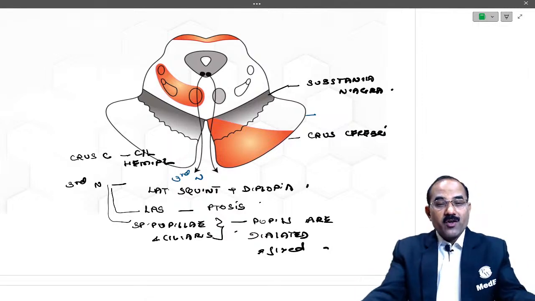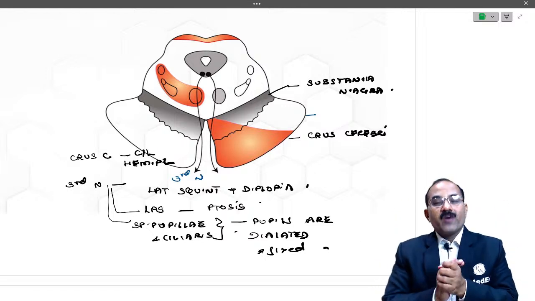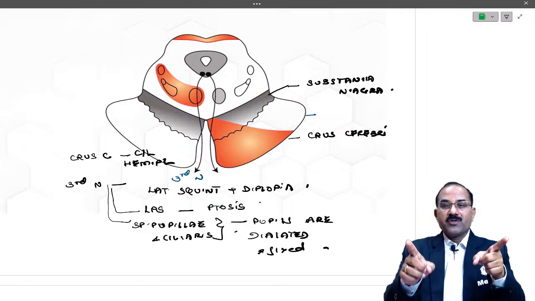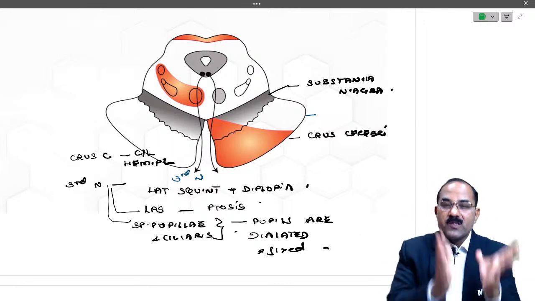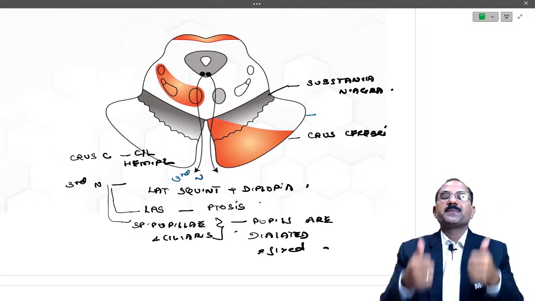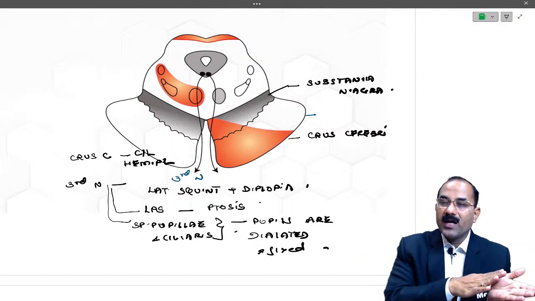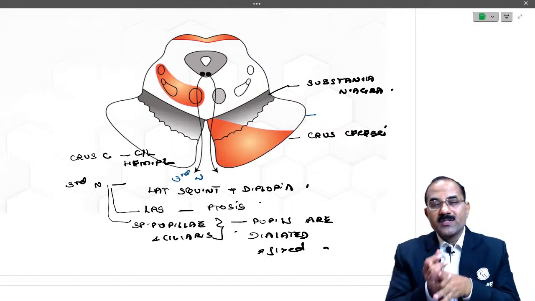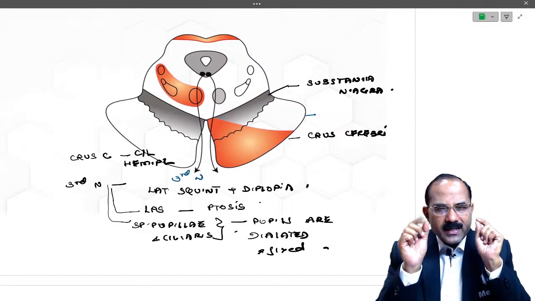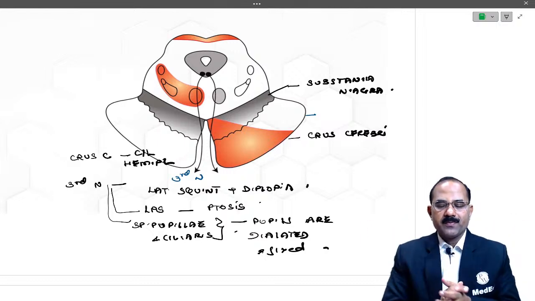And this is what we call Weber's syndrome. Very good, someone had identified it. Weber's syndrome is a short note. You have to draw the slide. Weber's syndrome is caused due to thrombosis of the posterior cerebral artery. The structures involved are the crus cerebri and the third nerve. Important structures. So when the crus cerebri is involved, we get contralateral hemiplegia. When the third nerve is involved, we get a lateral squint, diplopia, ptosis, and the pupils are dilated and fixed. Perfect. That's Weber's syndrome.